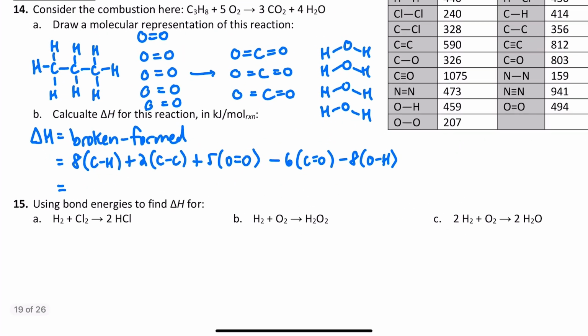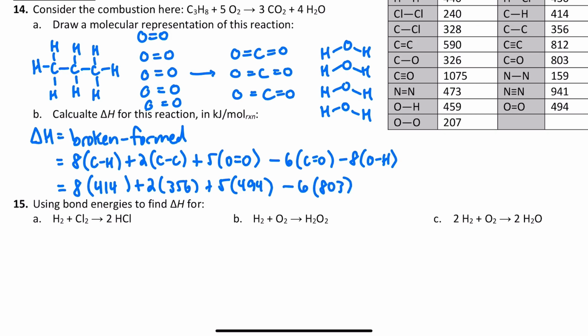So a CH bond is worth 414. These are kilojoule per mole. A CC bond is 356 kilojoule per mole. An OO double bond is 494 kilojoule per mole. The CO double is 803. And the OH single is 459. Get a calculator and plug that in. You'll find that it's negative 1996 kilojoules per mole.